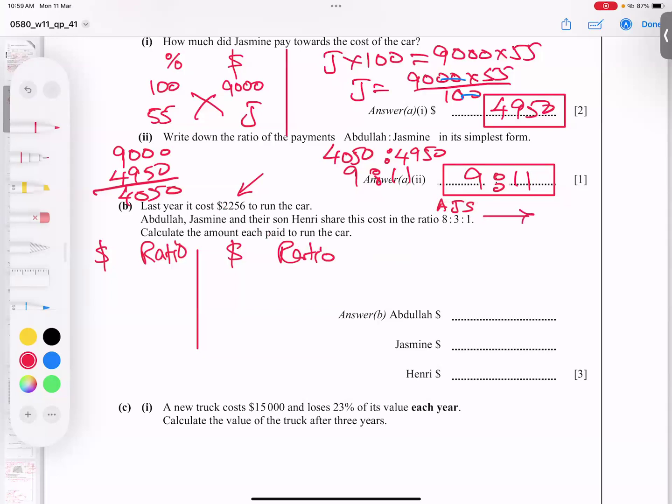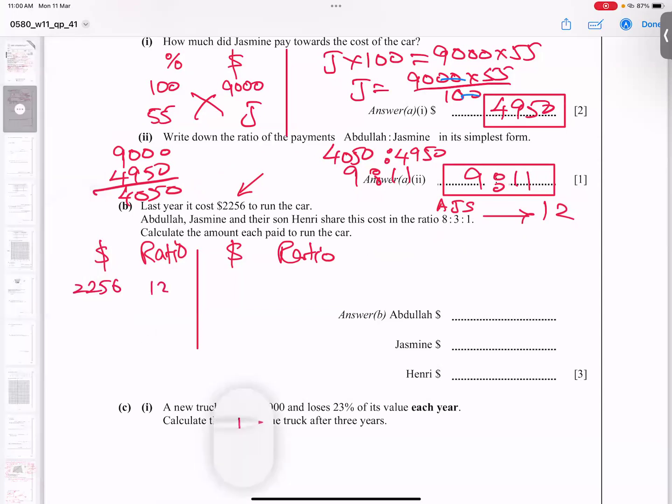If you add them all, 8 plus 3 plus 1 is 12. So the total ratio is 12. I repeat again: total ratio and total amount, right in front of each other. So 2256 and I'm writing here 12. I think it is clear.